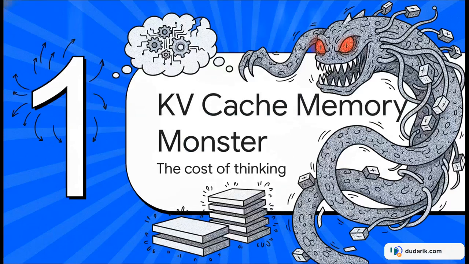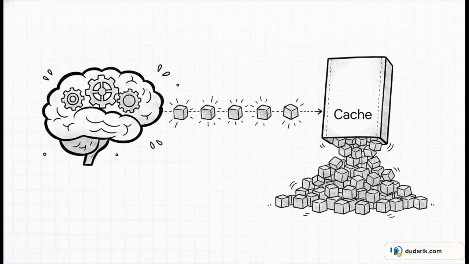Section 1. The KV cache memory monster. This is literally the cost of thinking longer. We have to start by establishing the villain of our story, the rapidly growing key-value cache, which silently devours our system memory the longer we ask our AI models to quote-unquote think. You see this with the latest reasoning language models, right? They generate this extended chain of thought sequence before ever actually giving you a final answer.